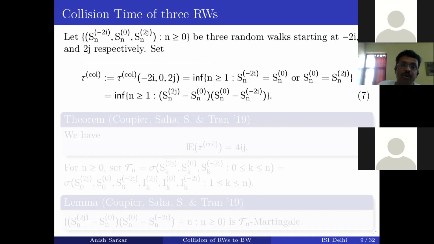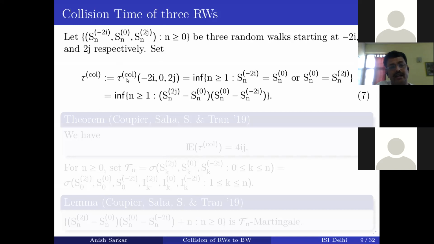So now I go to the main definition, the collision time of 3 random walks. I start with 3 random walks, starting at -2i, 0, and 2j. The middle one I'm putting at 0, and i and j are both positive, because that's how I want to make it. Of course, they all have to have the same parity, so starting with even parity.